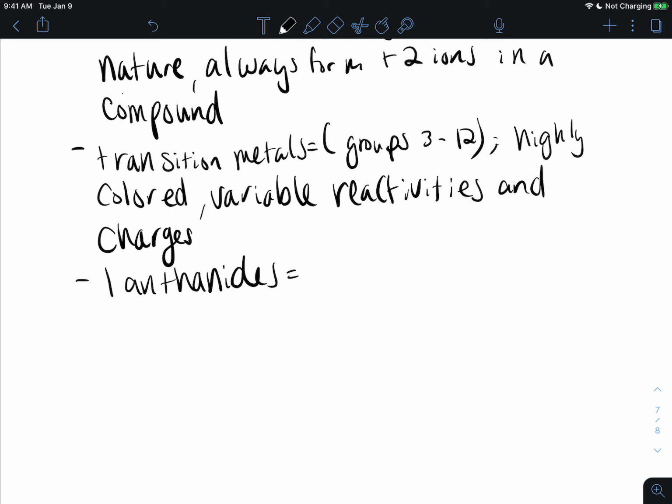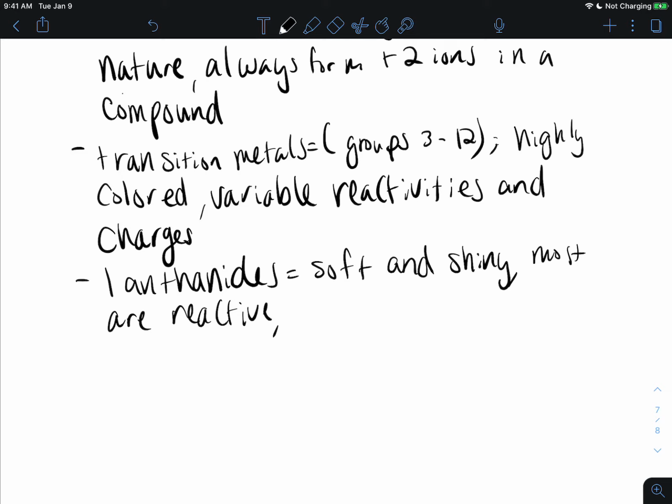Lanthanides are the ones down below on the periodic table, the first row below the periodic table. And these are going to be soft and shiny. They're going to be fairly reactive, so most are reactive. They are going to be emissive as ions. And they usually form +3 ions.